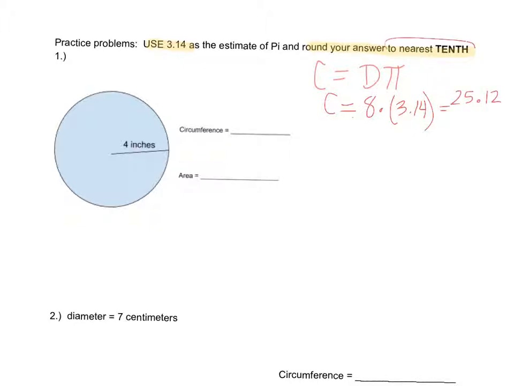Now, the question says round to the nearest 10th. When you're rounding to the nearest 10th, the number in the tenths place is the 1. You look at the 2, which is just to the right. If 2 was 5 or more, the 1 would go up by 1. Since it's less than 5, it remains as 1. So the circumference is 25.1, and you must use units. For circumference, it's single units, so it's just inches.